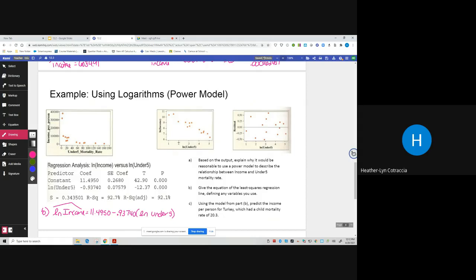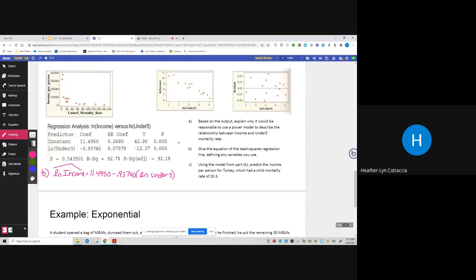And again, just like before, we want to figure out what that will be for Turkey. So we have the natural log of income predicted is equal to 11.4950 minus 0.3740 times the natural log of 20.3. Okay, so you type that in on your calculator. If you type just this in, the natural log key is on the left-hand side. It's the second E key. You should get 8.6728.